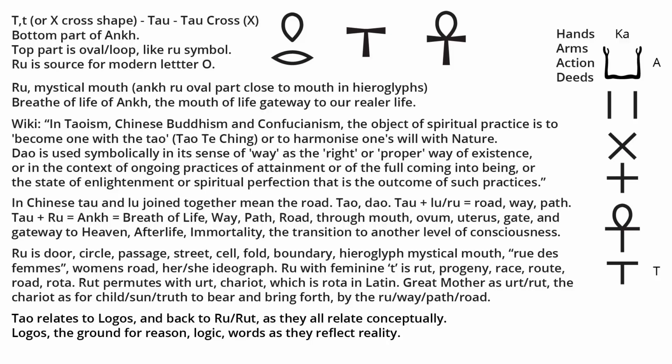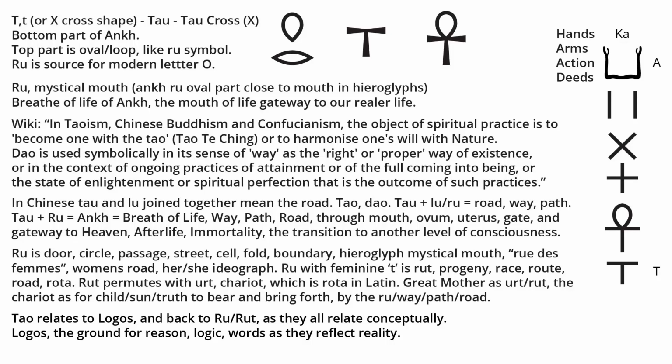So the Mother as the Rota, as the Chariot, going round and round and round, while the Sun is to bear and bring forth, going around the Great Mother, and goes through the Ru, the way, the path, the road, the vagina, the womb, the uterus, and is rebirthed again into the morning. The Sun is born and brought forth into the light of day, into the light of truth, to a higher consciousness, and that's the road and the way and the path.